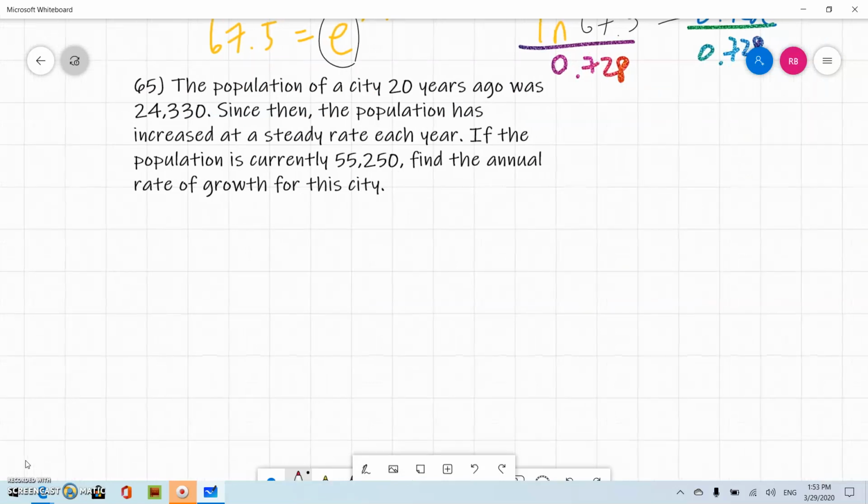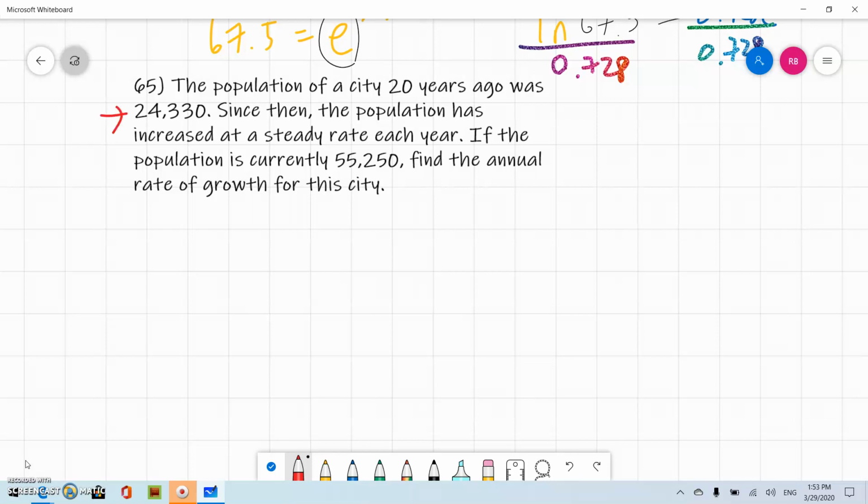Last one. The population of a city 20 years ago was this. Okay, so that must be your initial. And since then, the population has increased at a steady rate each year. If the population is currently 55,250, find the annual rate of growth for this city. So this is a question where I know the end product if I assume that this was 20 years ago. So 1 plus r, 20.